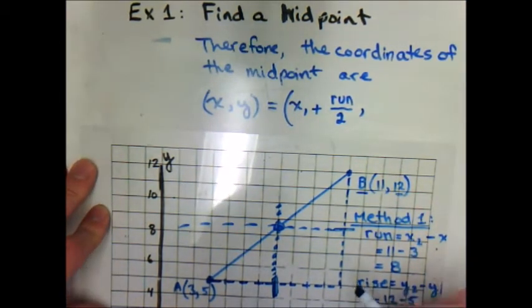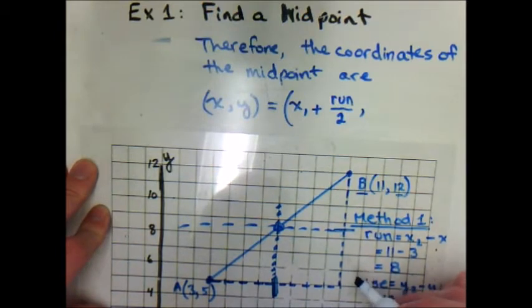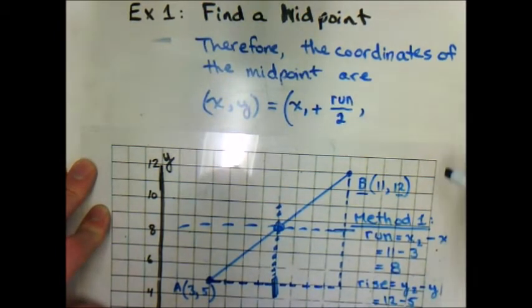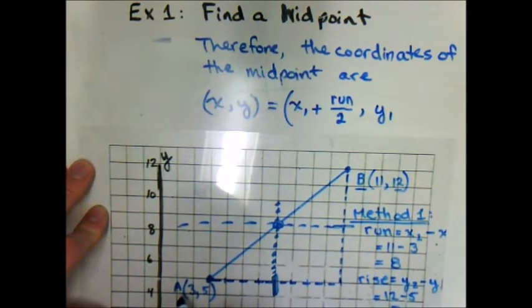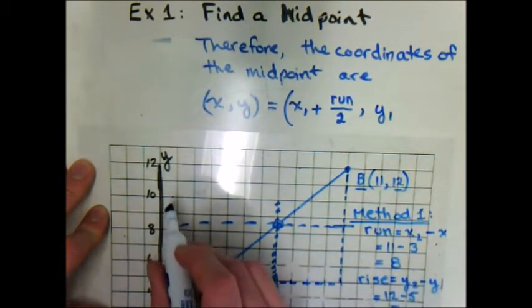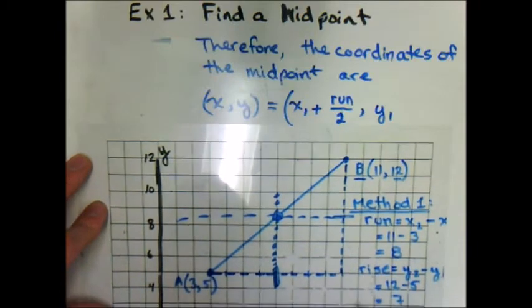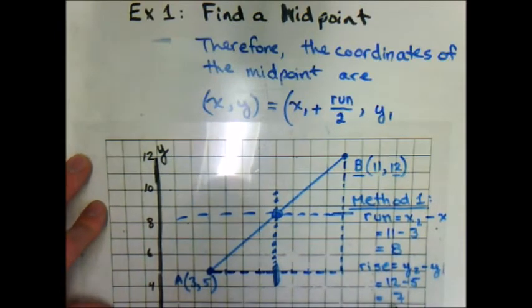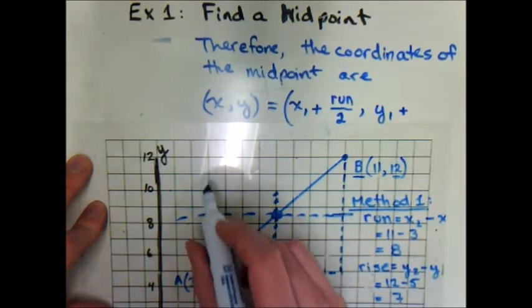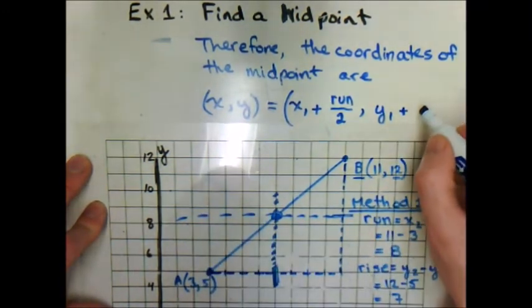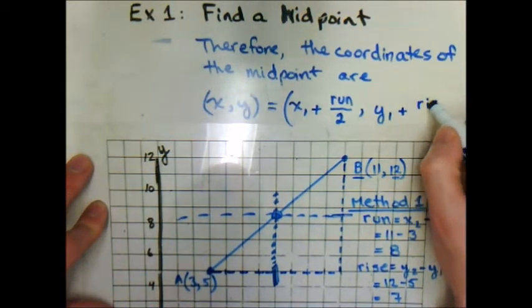The y coordinate, the vertical midpoint, is done very much similar. So we have y1, which means we're starting down here at A again, and now we're going up. We determined that the rise was 7, but we only want to go halfway up. So it's whatever was at y1 plus half of the distance between B and A vertically. So it is the rise divided by 2.